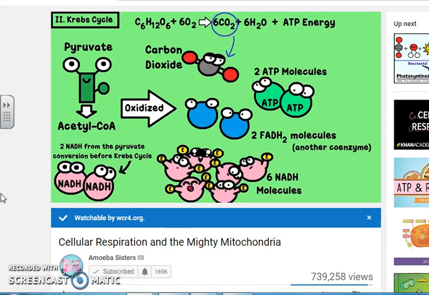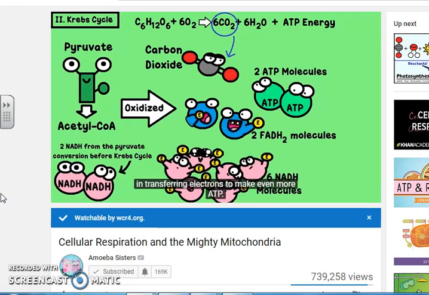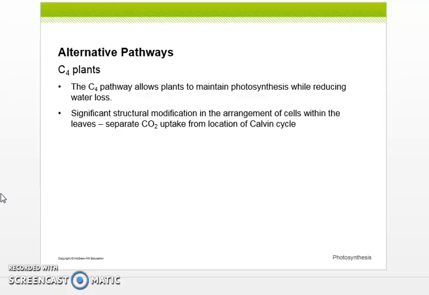FADH is also a coenzyme, like the NADH, and it will also assist in transferring electrons to make even more ATP. Alternative pathways, C4 plants. The C4 pathway allows plants to maintain photosynthesis while reducing water loss. Significant structural modification in the arrangement of cells within the leaves separates CO2 uptake from the location of the Calvin cycle.